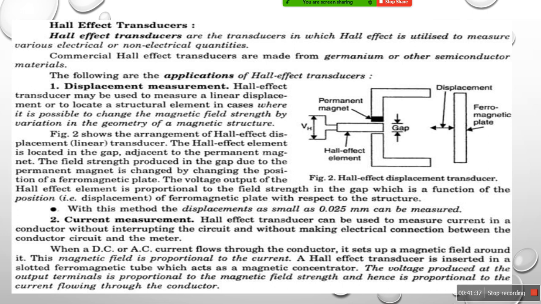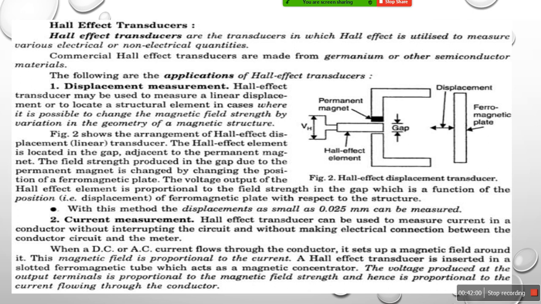So various types of electrical quantities as well as non-electrical quantities you will be able to measure. And commercial Hall effect transducers are made from germanium or other semiconductor materials. So these are the different types of materials used in constructing Hall effect transducers. The following are the applications.